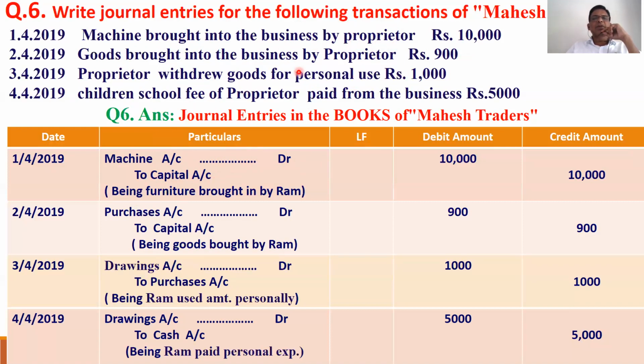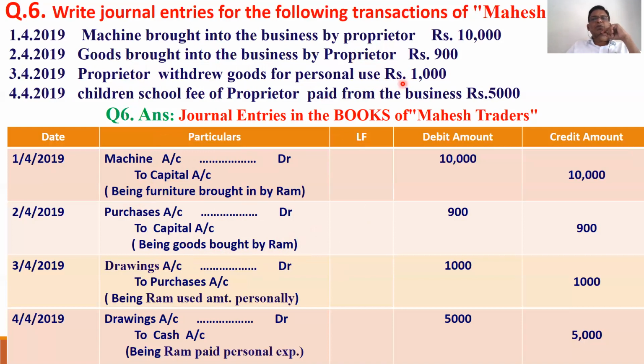Goods brought into the business by the proprietor. So goods coming in means purchases. Whenever goods are coming in, the purchase account is debited. The giver, the proprietor, is credited. So purchase account debited, capital account credited, being goods brought by the proprietor.